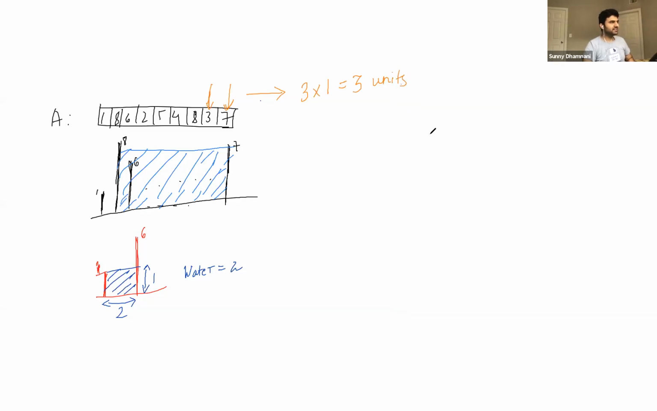Okay, one more try. Let's pick 5 and 8. How much water can I hold? 15. So how 15? So 5 will be the height and 3 the width. Okay, yeah, 15.